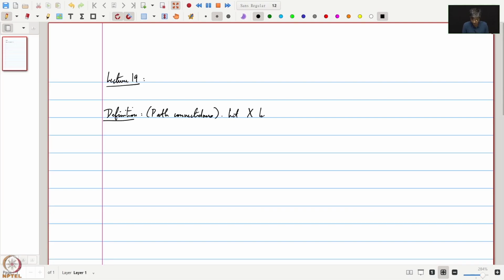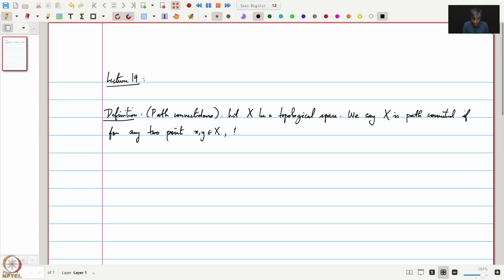Okay, so let X be a topological space. And we say X is path connected if for any two points X and Y in X, there is a continuous map gamma from [0,1] to X such that gamma of 0 is equal to X and gamma of 1 is equal to Y.